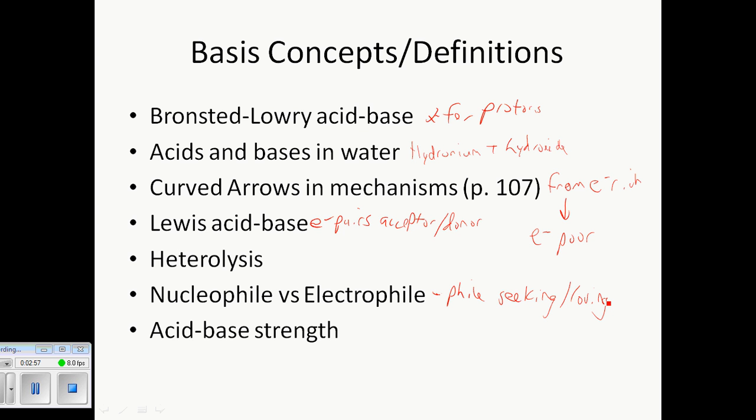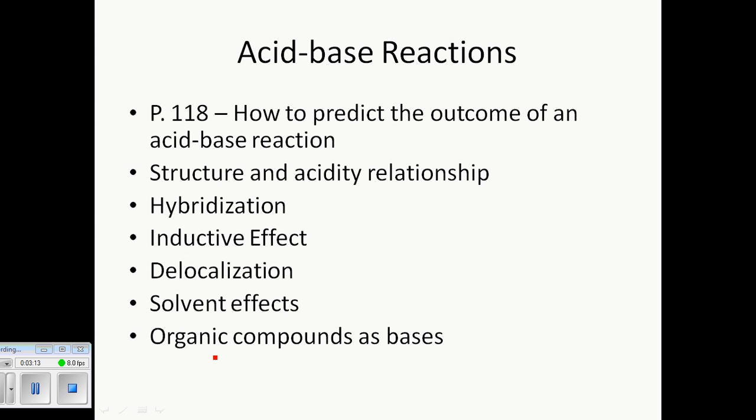And then finally on this page is acid-base strength. So we usually use the pKa to describe the strength of an acid and base in this chapter. You can read a little bit more about how to go about doing that. And then another important thing is to predict the strength and the outcome of an acid-base reaction. So page 118 talks about that, gives you some steps to do that.